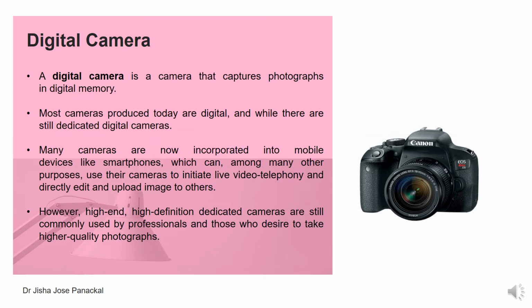What is a digital camera? It's a camera that captures photographs in digital memory. Most cameras produced today are digital, and while there are still dedicated digital cameras, many cameras are incorporated into mobile devices like smartphones, which can, among many other purposes, use their cameras to initiate live video telephony and directly edit and upload images to others. So these are the functions of using a camera when we incorporate it into mobile devices.